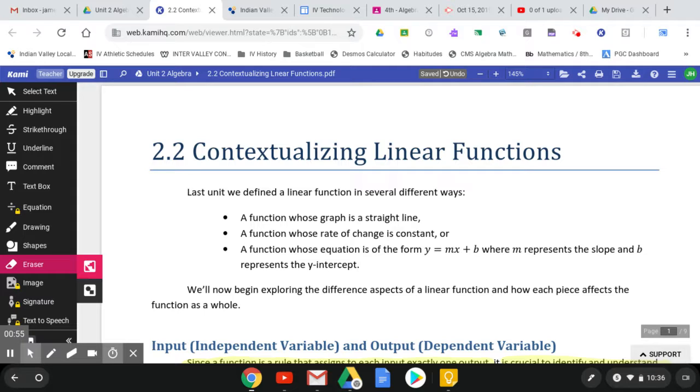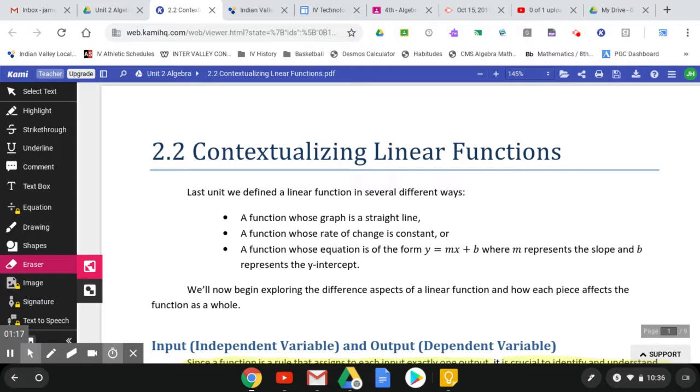Now, as we start talking about 2.2, we're going to talk about all the parts of linear functions, remind ourselves of what linear functions are, what their parts are. And once we know that, which we already do, you'll find, then contextualizing it becomes a lot easier to do. Okay, figuring out what the context is.